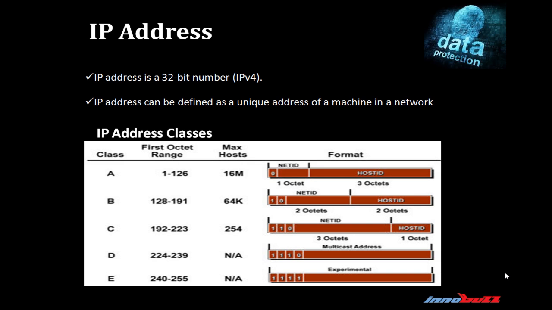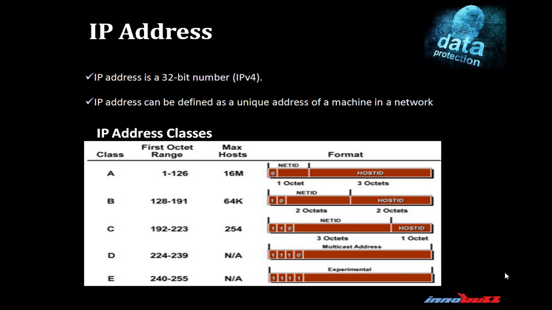Class A comprises one network ID and the rest are the 3 host ID. Its range is from 0 to 126. Address range 127 is reserved for the machine itself, which is called loopback address. Class B contains 2 network ID and 2 host ID. It ranges from 128 to 191.